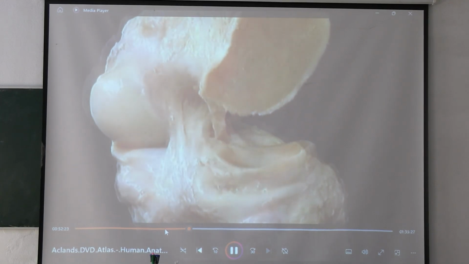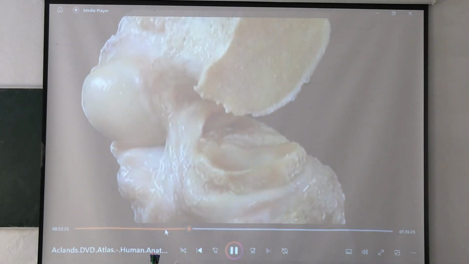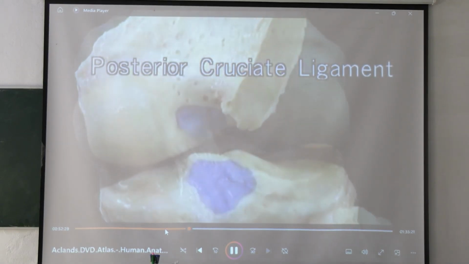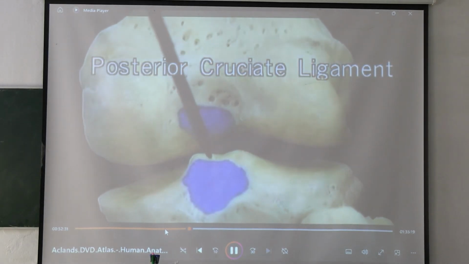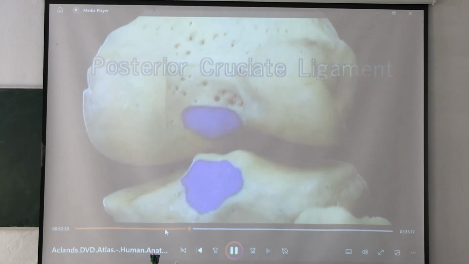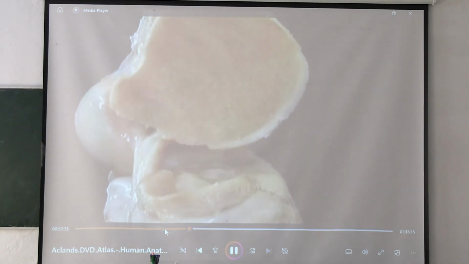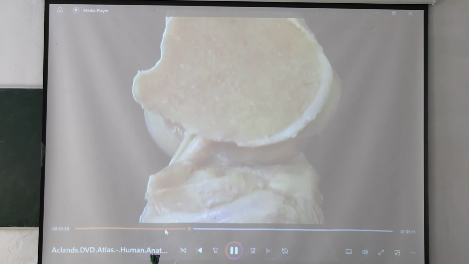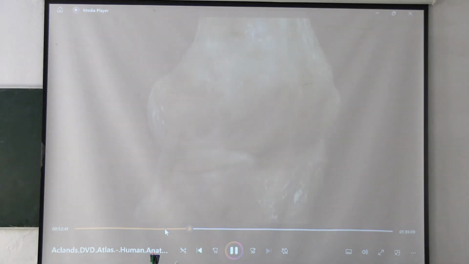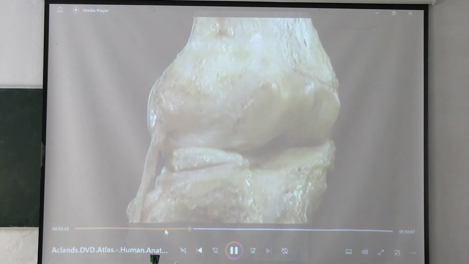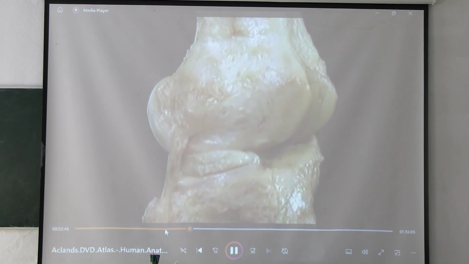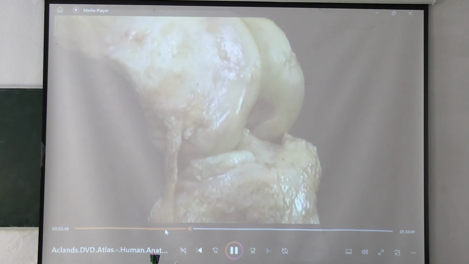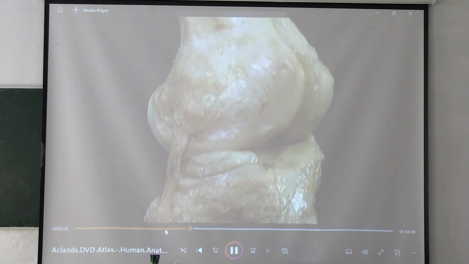Remove the anterior cruciate ligament to see it better. The posterior cruciate ligament goes from here on the femur to here on the back of the tibia. The posterior cruciate ligament stops the femur from moving forward on the tibia. By preventing backward and forward movement, the cruciate ligaments ensure that the condyles of the femur stay in place as they roll on the condyles of the tibia.